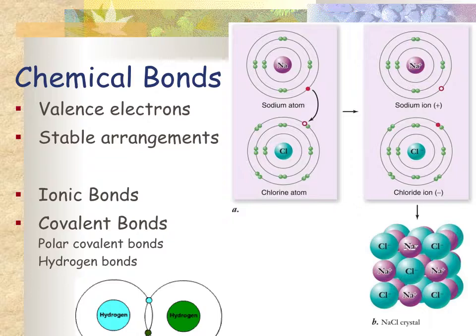So in A up there, on the left, we have a sodium atom and a chlorine atom. The atoms have the same number of protons as electrons. But sodium has just one electron in its outer shell, and chlorine has 7. For sodium, it would be more stable to get rid of that electron, and so it does, and it becomes a sodium ion. Chlorine is more stable if it can pick up an electron, and it becomes a chloride ion.